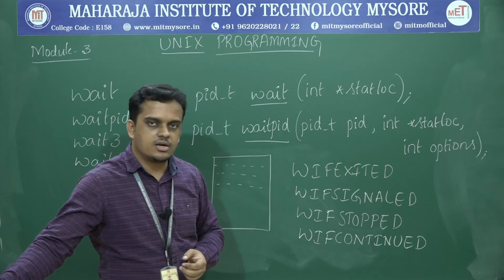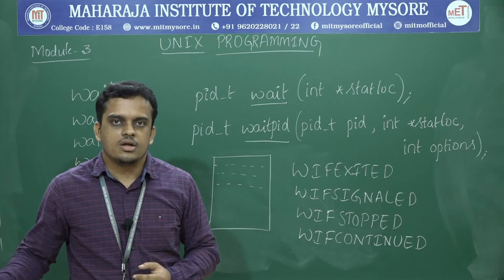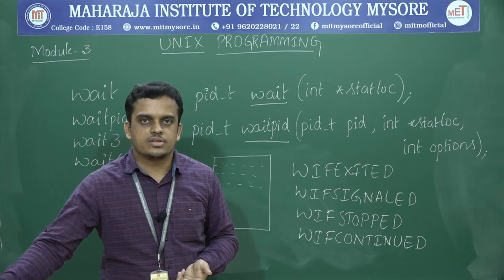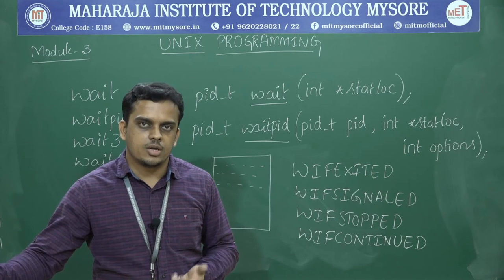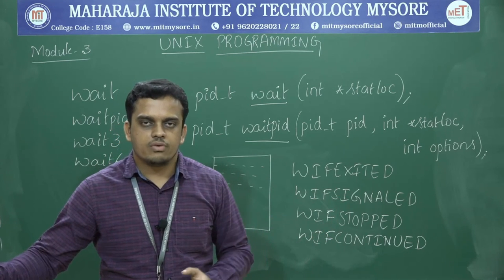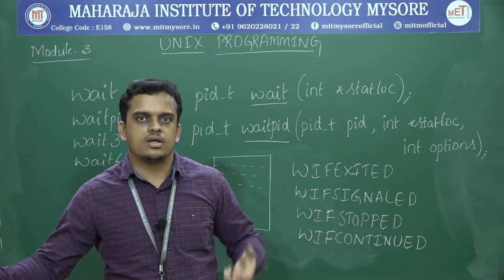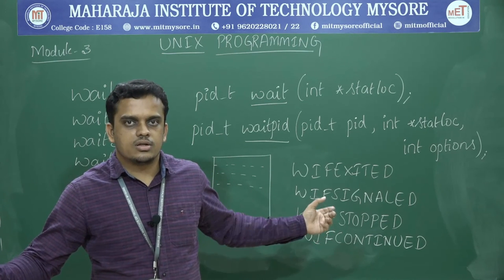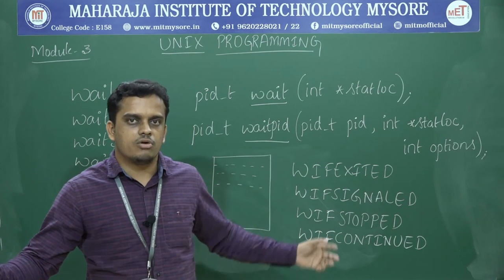The second one is WIFSIGNALED. If this bit is set to 1, it means the process has been terminated because of some external signal. Signals can be used to terminate any particular process, and if a process has been terminated due to a signal, this bit will be set to 1, with the help of which we can understand that the reason for termination is an abnormal mode of termination, and that abnormality is because of a signal. At that instance we can fetch the appropriate signal which caused the termination of this process.